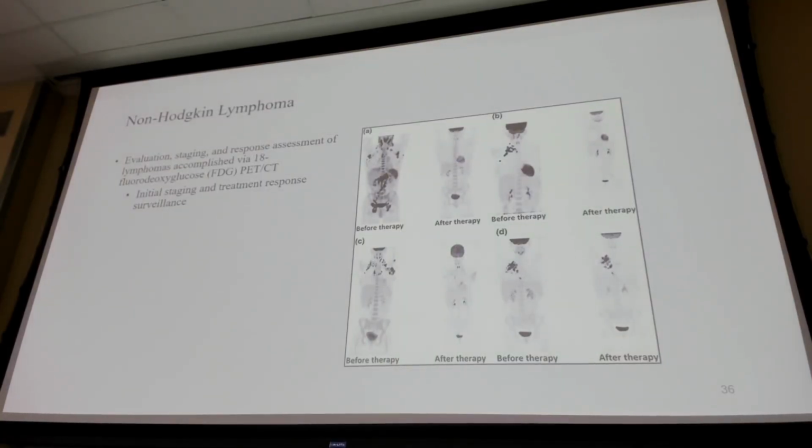PET scans. You use this to help with staging. And this is bad, right? You can see before therapy, all the involvement, all the lymph nodes, all up in the neck, arms, axilla, into the pelvis, that are involved. And then after therapy, it starts to improve. Before therapy, after therapy.